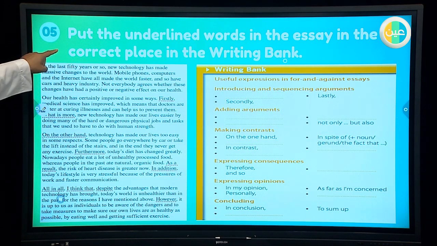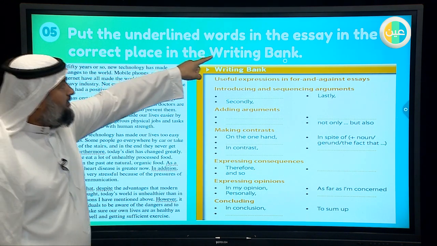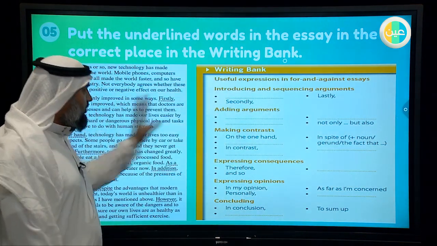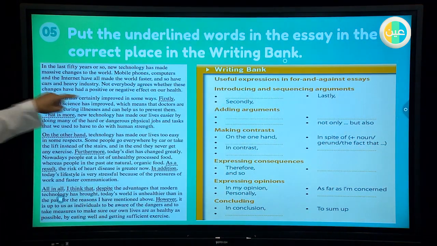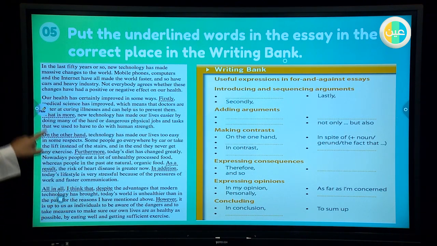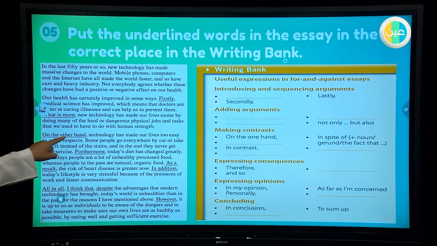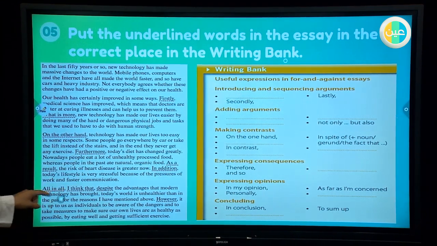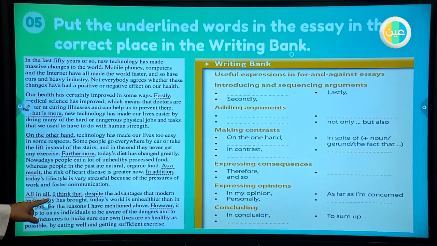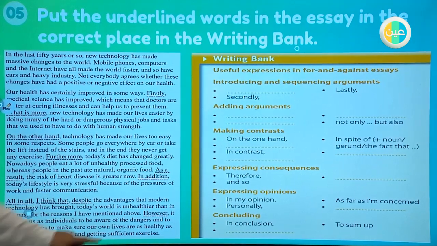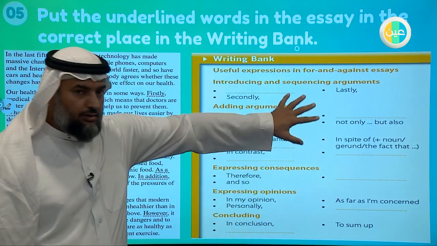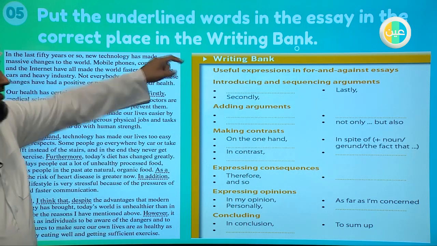So if you look, put the underlined words in the essay, in this. Try to put these words here. So we have these words. If you look at the essay, open your books on this essay, we have the words: first, what is more, on the other hand, furthermore, as a result, in addition, all in all, I think that, despite. The last thing is however. So we're going to put them here in the writing bank.